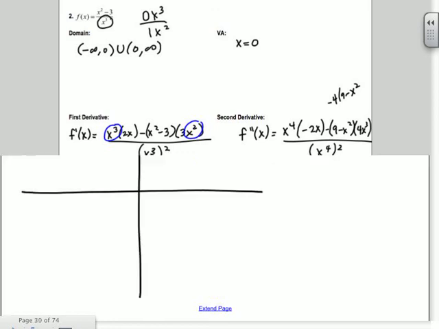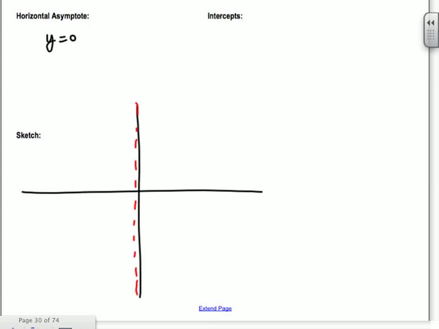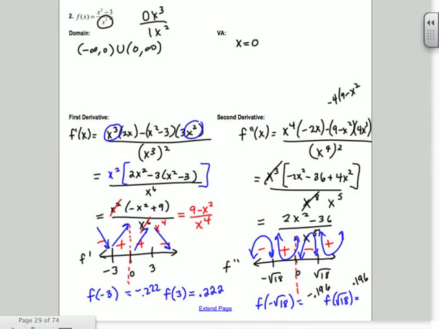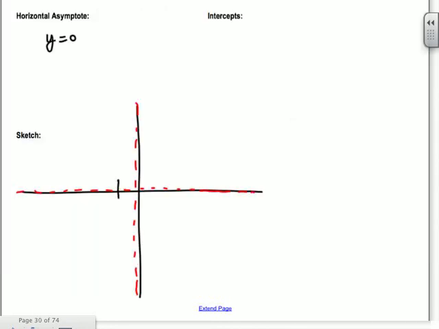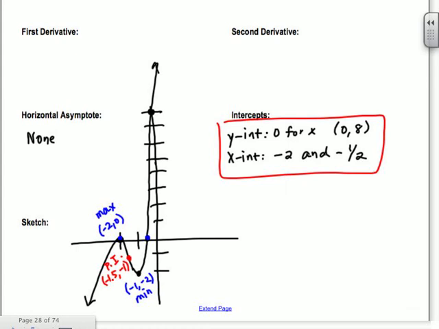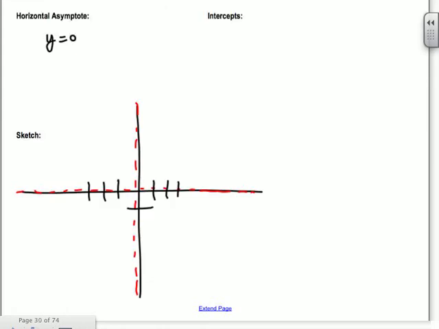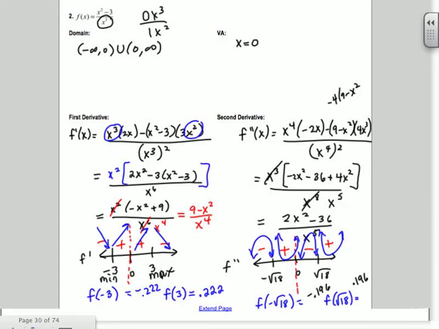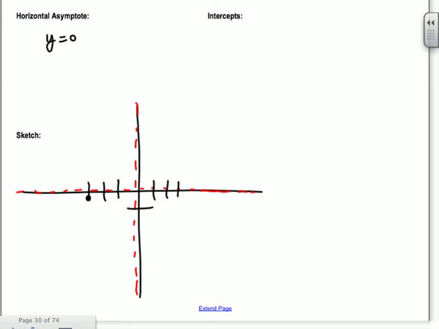Okay. So vertical asymptote, horizontal asymptote. At negative 3 and 3 you have maxes and mins. Sorry, it's confusing to flip back and forth. So at negative 3, you're going to have a min. At 3, you're going to have a max. So the min is going to be negative 0.222. I keep going the wrong way. Negative 3, negative. And the max is going to be there.